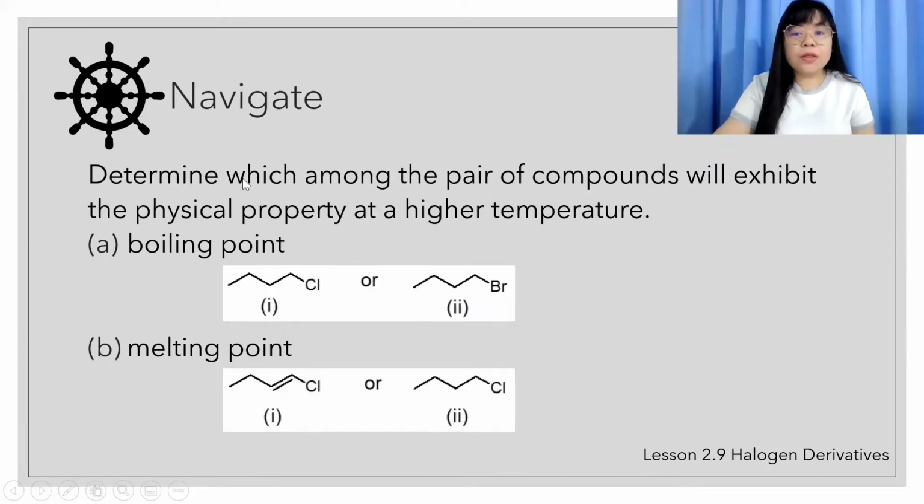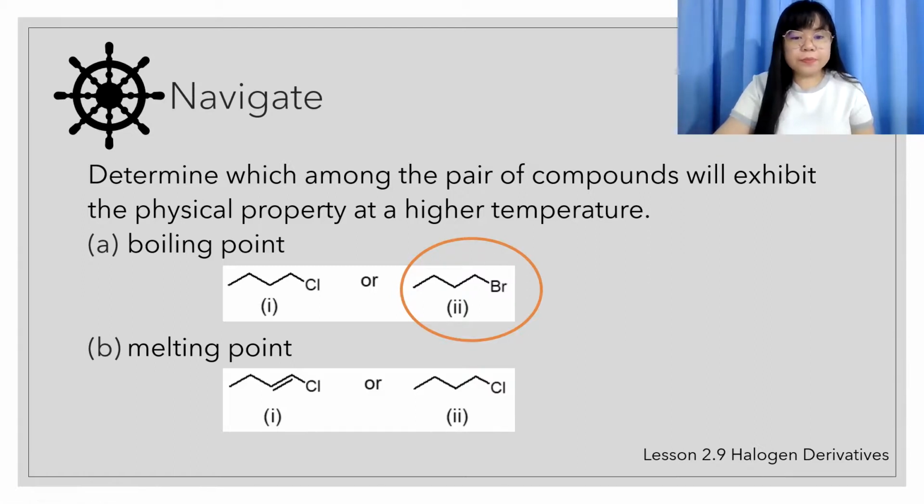Next, determine which among the pair of compounds will exhibit the physical property at a higher temperature. So for the first pair, we're asked to determine which among them would have the higher boiling point. So here, they have the same number of carbons in their chain. The only difference would be the molar mass, the atomic masses of their halide parts. So structure 2 has the higher molecular weight or molecular mass. And that means that this structure would have the higher boiling point.